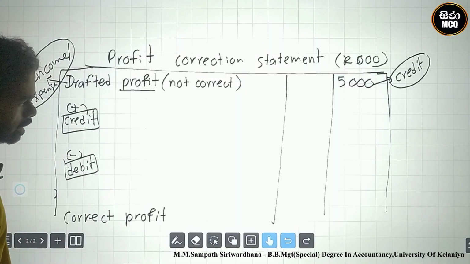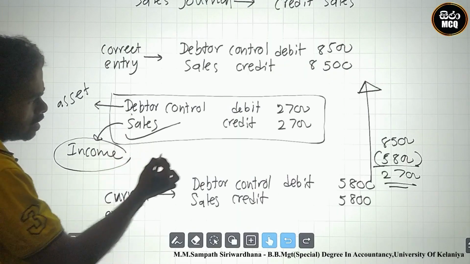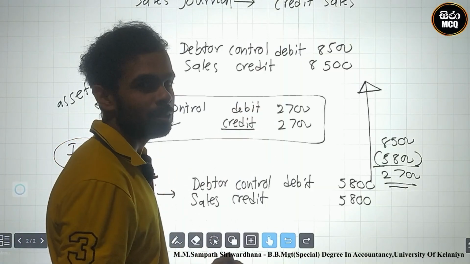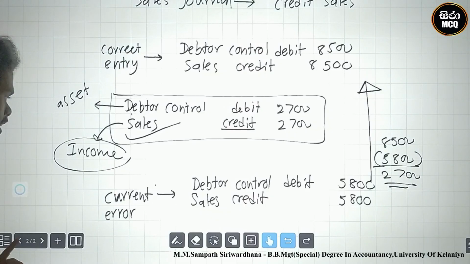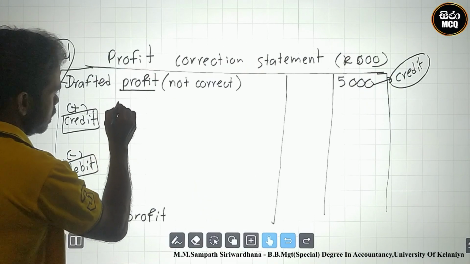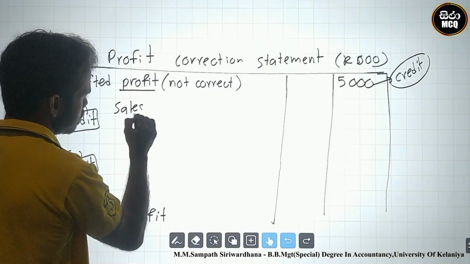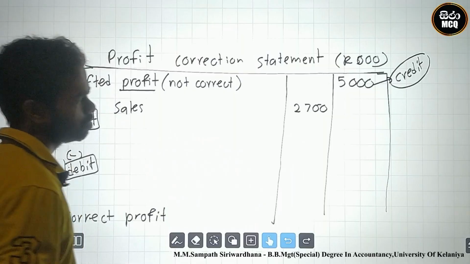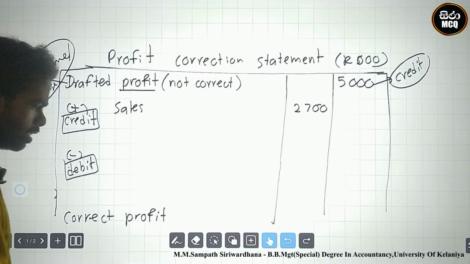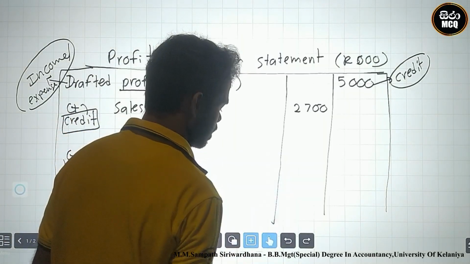Look here, the error correction. The sales credit, we must add this 2,700. Credit shorts add. 2,700, we must add this. Okay, the second error, look here, the second error.